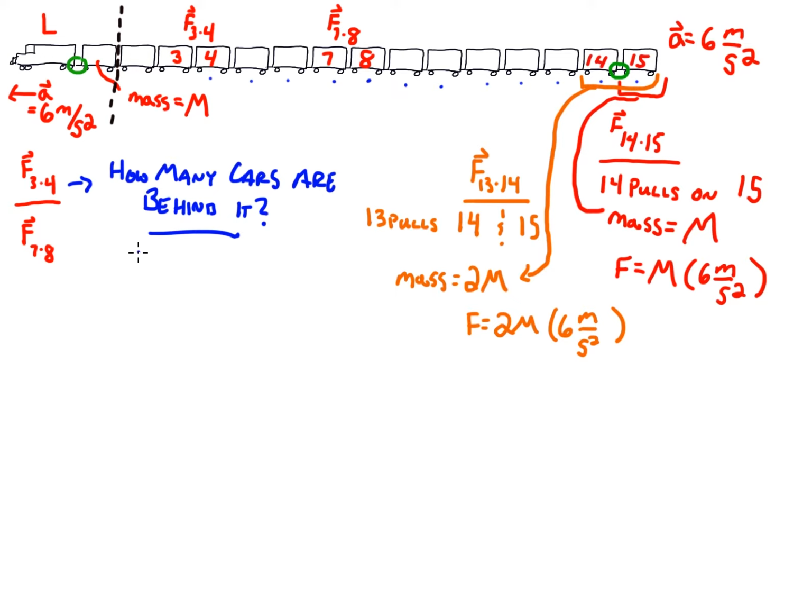So car 3 is going to apply a force on car 4 that can accelerate 12 of those masses at 6 meters per second squared. So this would be 12 masses of cars times 6 meters per second squared.